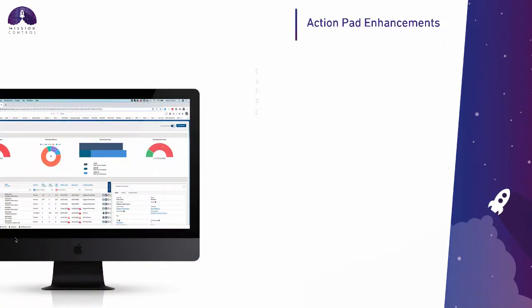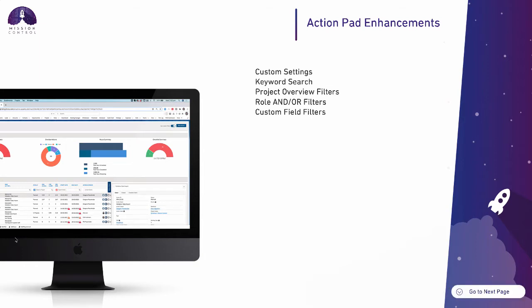So the action pad has had a few different enhancements, the main one being custom settings to give you the ability to configure how the action pad works in a bit more granular detail. You can choose to hide some of the fields that are displayed by default. You've also got the ability to add in your own custom fields, up to 5 custom fields onto the action log as well.